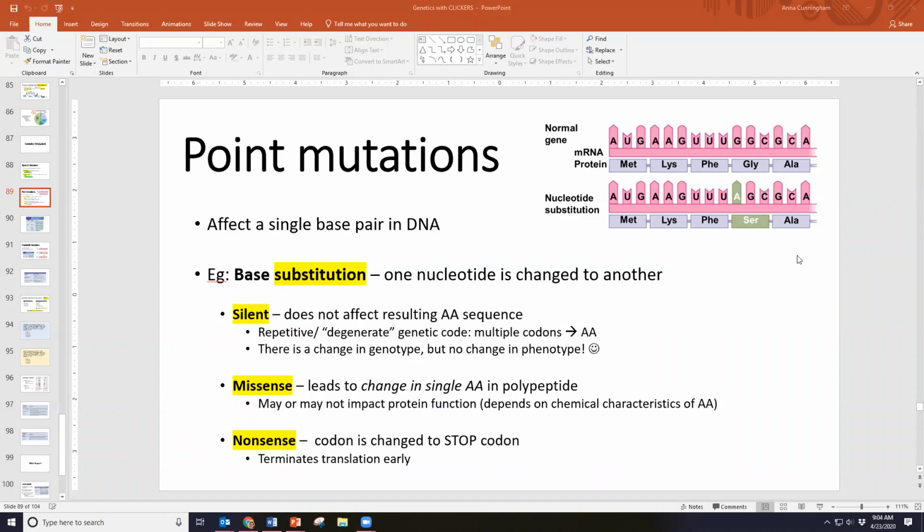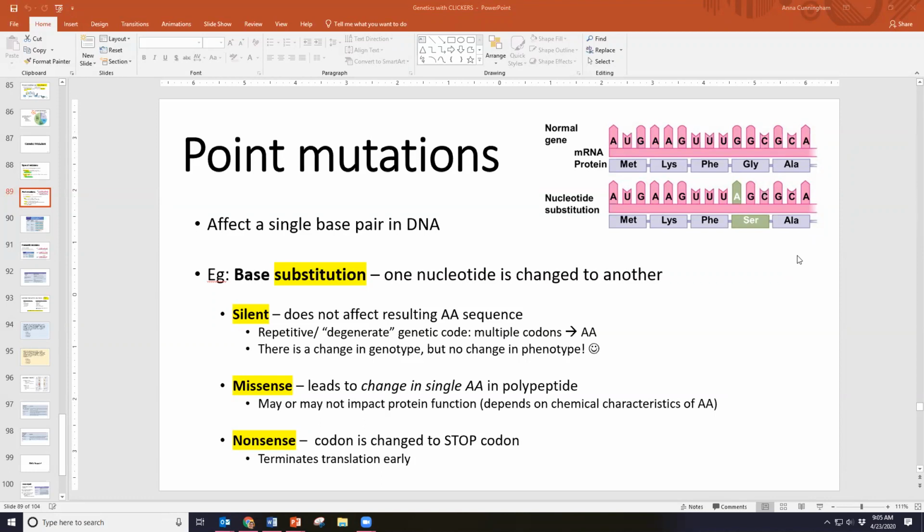The effect of this depends on the chemical properties of the amino acid. So like in that figure, if both glycine and serine were acidic, it probably wouldn't affect your phenotype because the acidic amino acid would interact similarly to the previous one. If the chemical properties are vastly different, then that could potentially affect the phenotype. So it just depends on what amino acid was changed.